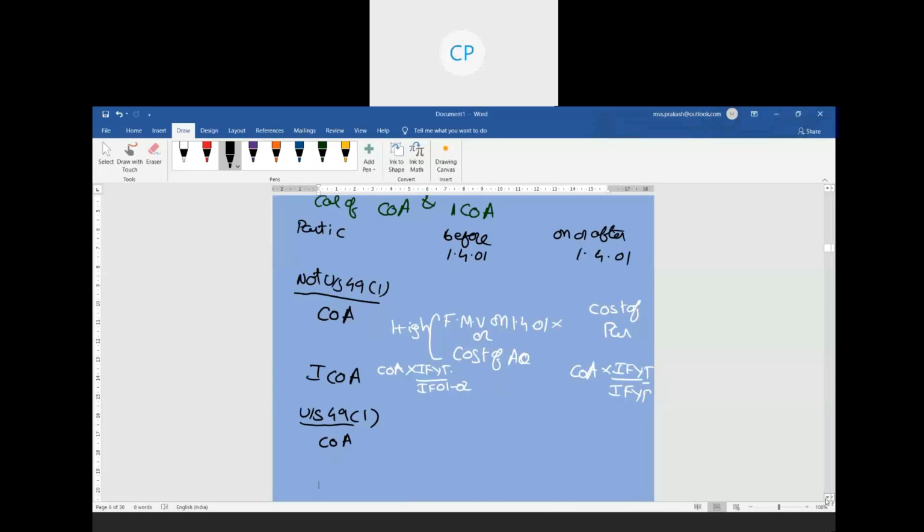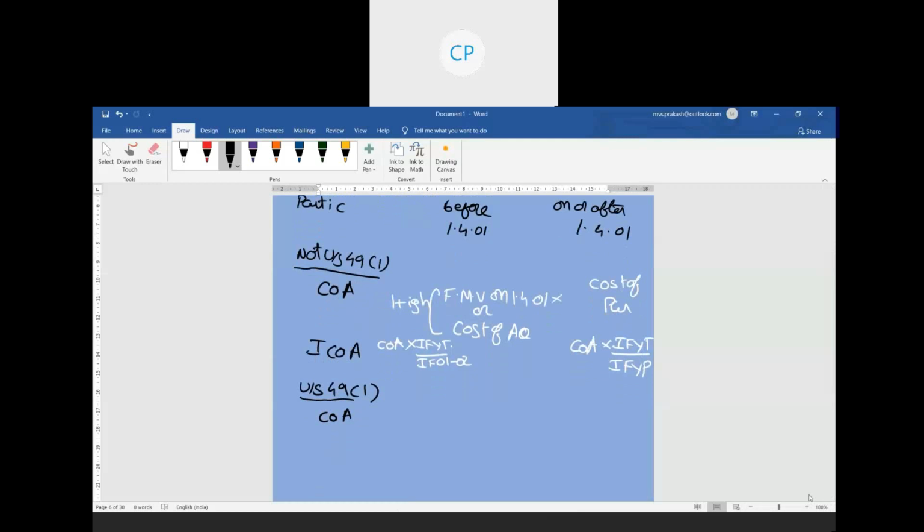Now, cost of acquisition, in this 2 possibilities arise. What are they? Possibility number 1, previous owner acquires before 1st April 2001. The previous owner buys before 1st April 2001, and transfers to the present owner after 2001. That is case number 1. Let's discuss this first, then we will discuss the second case. So if the previous owner acquired before 1st April 2001, then what are the consequences?